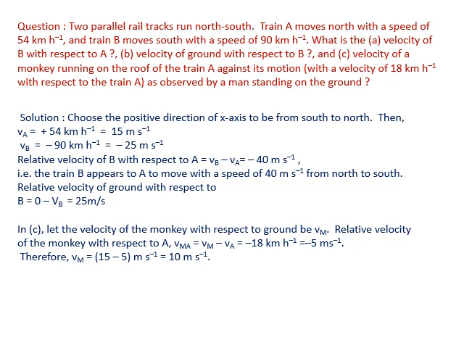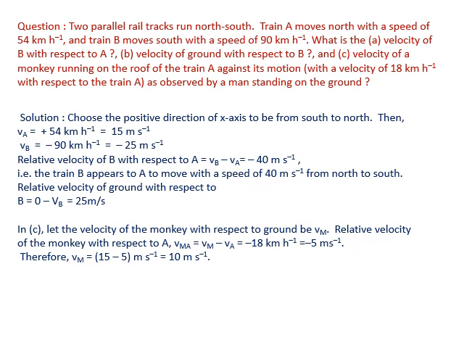Here the question is, two parallel rail tracks run in the north-south direction. Train A moves north with a speed of 54 km per hour and train B moves south with a speed of 90 km per hour. You have to find, first, the velocity of B with respect to A. Second, the velocity of ground with respect to B.